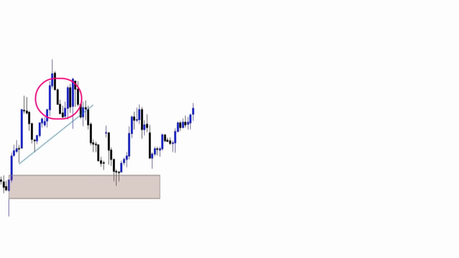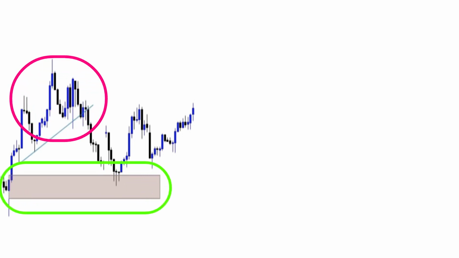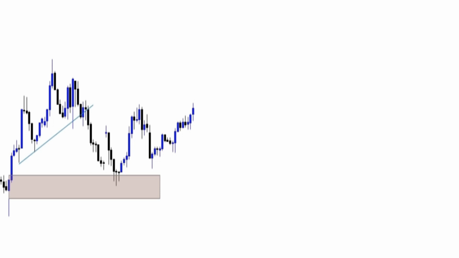If the price creates a liquidity zone after the creation of the order block zones, then the price has a higher probability of returning back to the zone and then continuing its existing trend. Let us see an example of it.